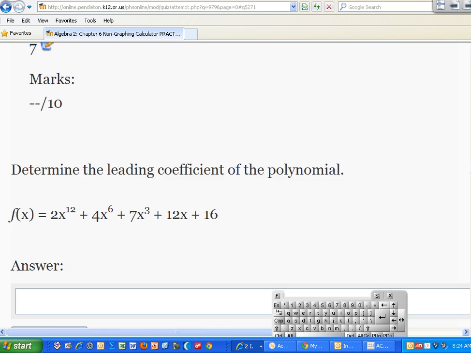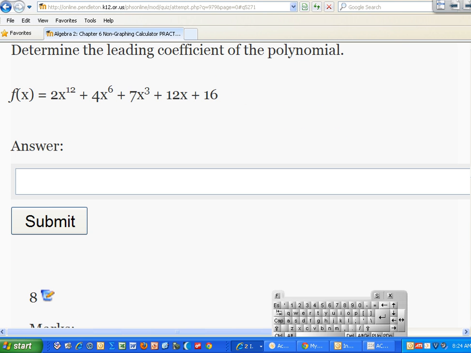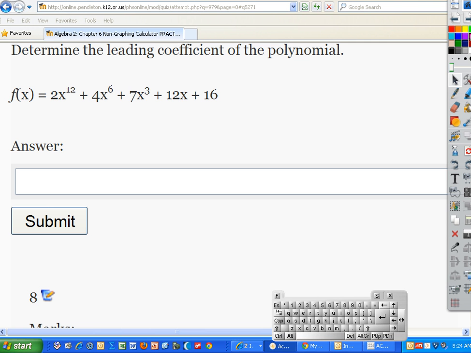Okay, leading coefficient, what's that? Two. Yeah, that's just the number in front of the biggest power of x. So it's just 2.